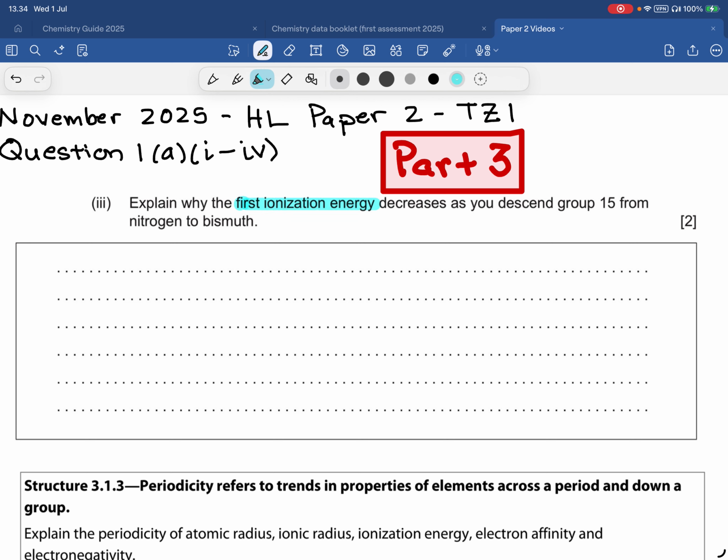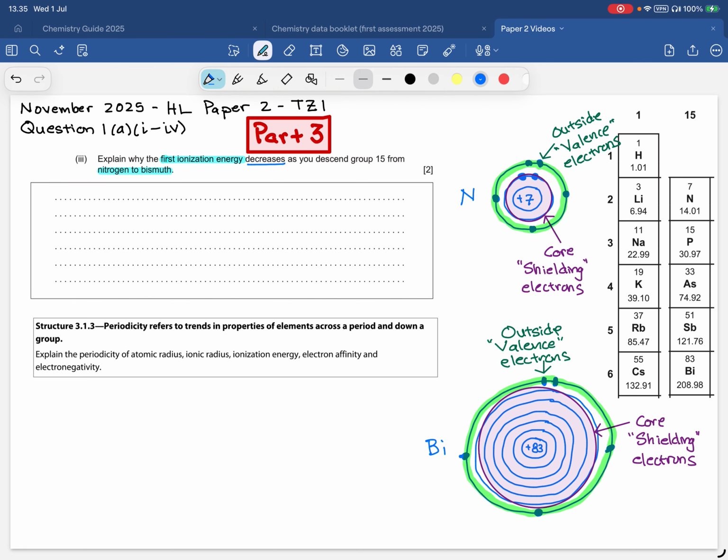decreases as you descend group 15 from nitrogen to bismuth. Okay, so there you have the first ionization energy, the fact that it decreases, and exactly where it should be. Well, if you don't recall, go back to your periodic table, you'll see this. Nitrogen is here, bismuth is here. All right, you've got 2 marks.